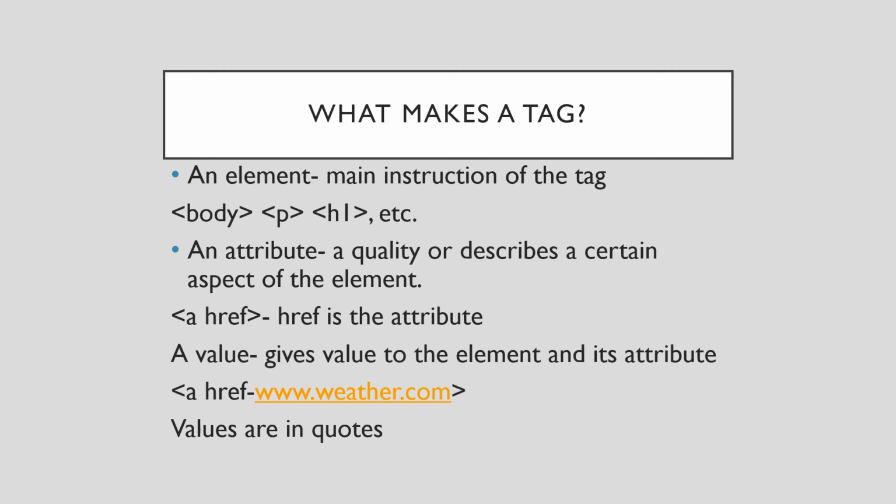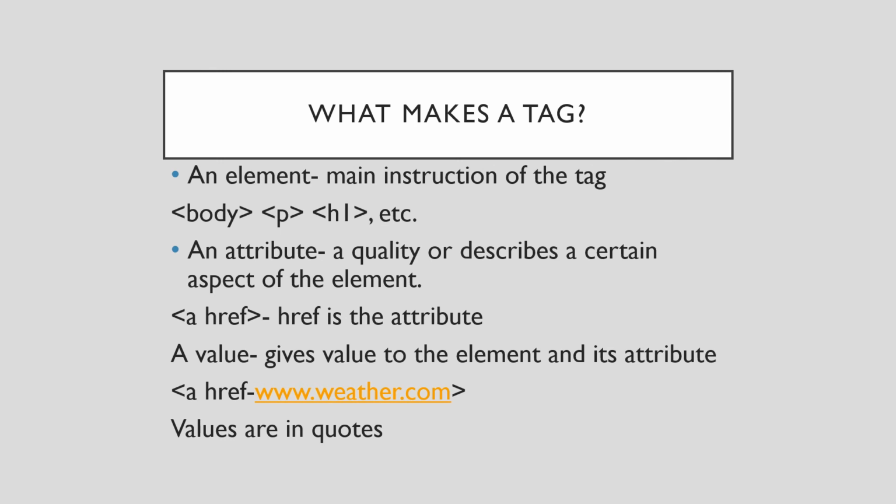So, what makes a tag? An element, which is the main instruction of the tag. So your body tag, your paragraph tag, your H1 tag, so on and so forth. That's the element. The element's what's contained within, it's the first part. An attribute, a quality, describes a certain aspect of the element. In this case, A is the tag, or the element, and href is the attribute. Then lastly, we have the value. This gives a value to the element and to its attribute. So a href and then weather.com.